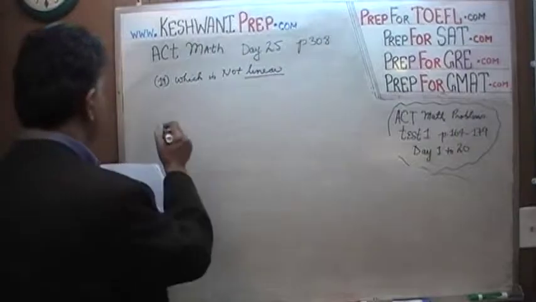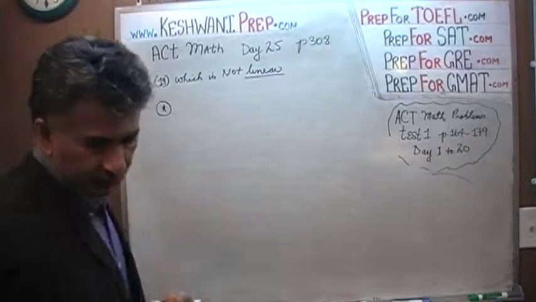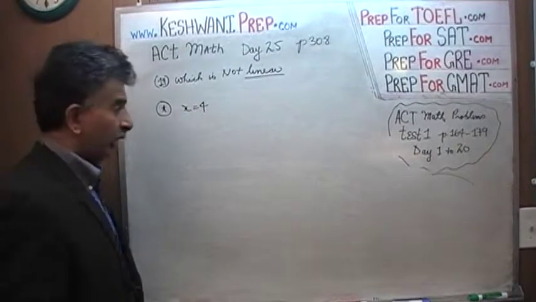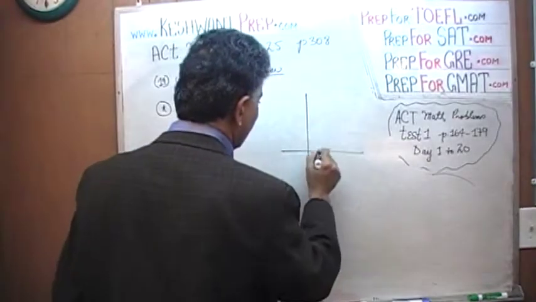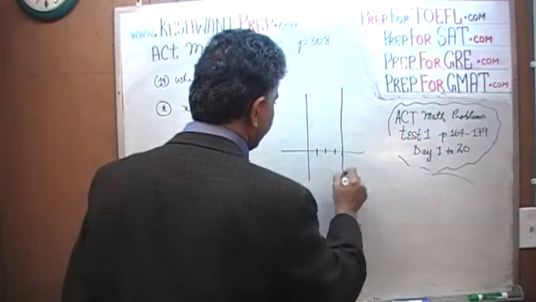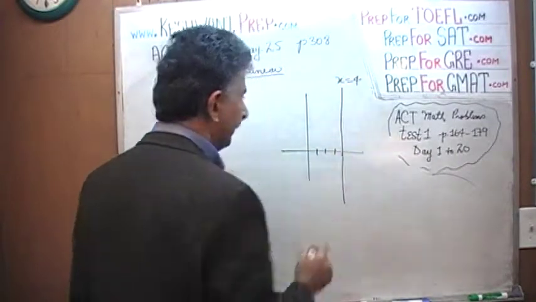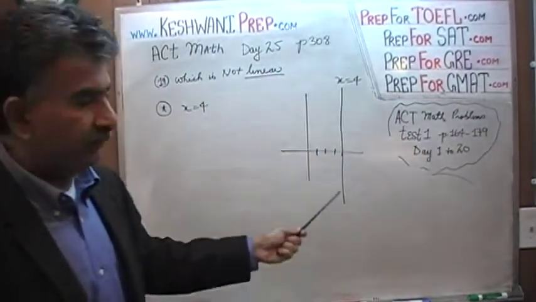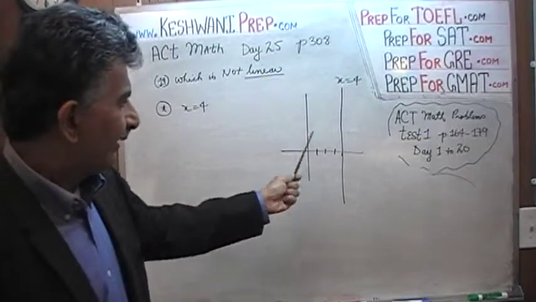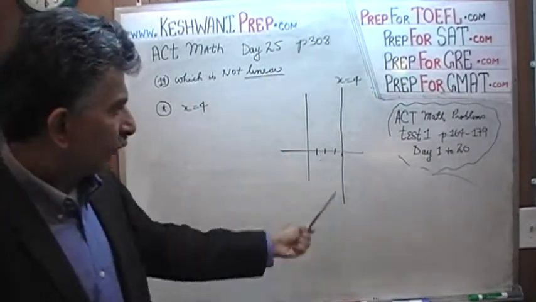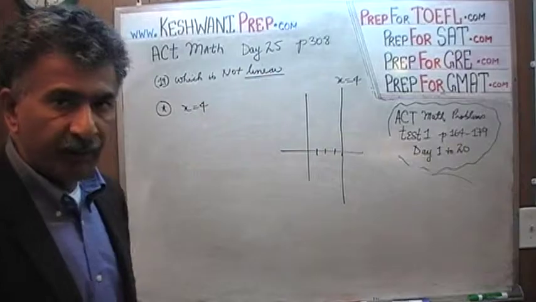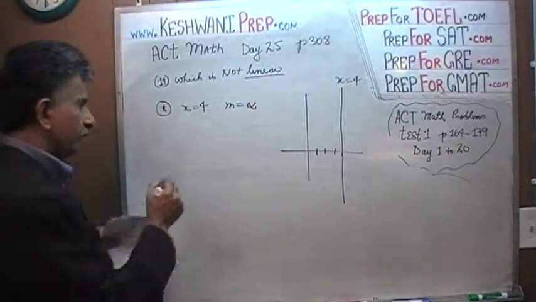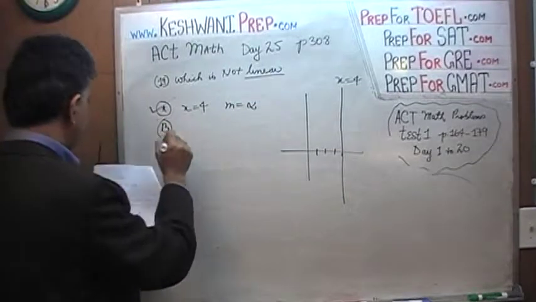For example, in answer choice A, they tell us that x equals 4. X equals 4 clearly is an equation of a line. X equals 4, 1, 2, 3, 4, there's your line. The equation of this line is x equals 4, because it doesn't matter what y is. Y can be any value it wants to be. X is always 4. What sort of slope does it have? The slope of this line is infinite. So that is a linear equation.